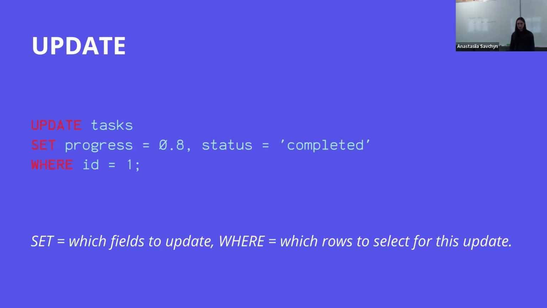And in most cases, as a basis, you will use the ID field because it's a unique identifier. And that is why here we are updating the tasks with ID 1, so it will be 1 task. And then we are changing progress and status fields. So yeah, we can also try it.